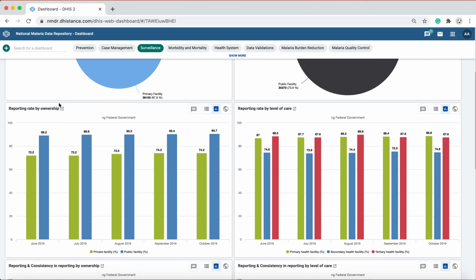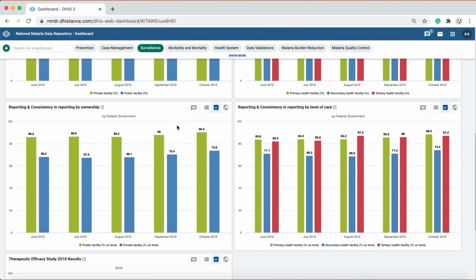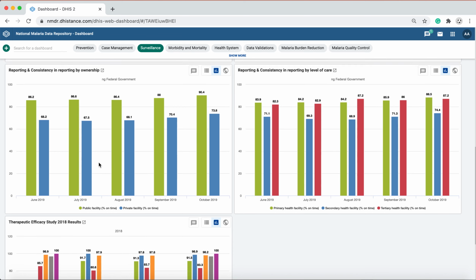So you also have reporting by ownership. You can see the trend tracking which of the facilities are private and public reporting, then the level of care also, then consistency among the facilities that reported more than 8 times in a year, the ones that are being tagged as continuously and consistently reporting.